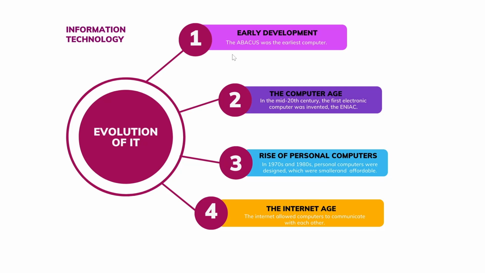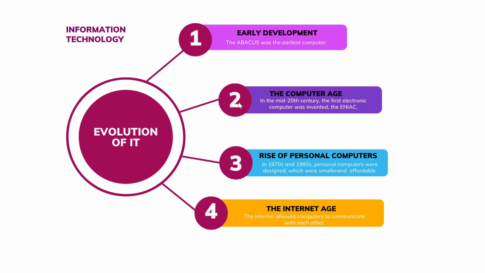Okay, let's talk about early development. Abacus was the earliest computer. The abacus is a mechanical device which is used for calculation. It was used by merchants, bankers, and accountants to perform addition, subtraction, multiplication, and division.